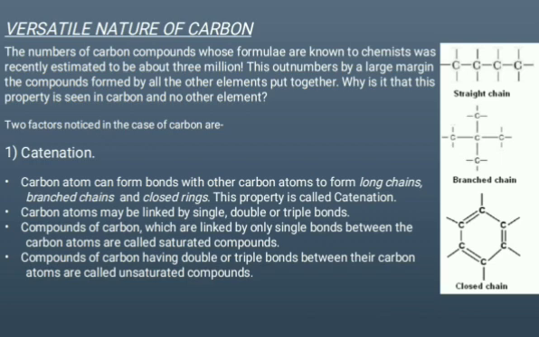Carbon has a unique ability to form bonds with other atoms of carbon, giving rise to large molecules. This property is called catenation. These compounds may have long chains of carbon, branched chains of carbon, or even atoms arranged in rings. Carbon atoms may be linked by single bond, double bond, or triple bond.